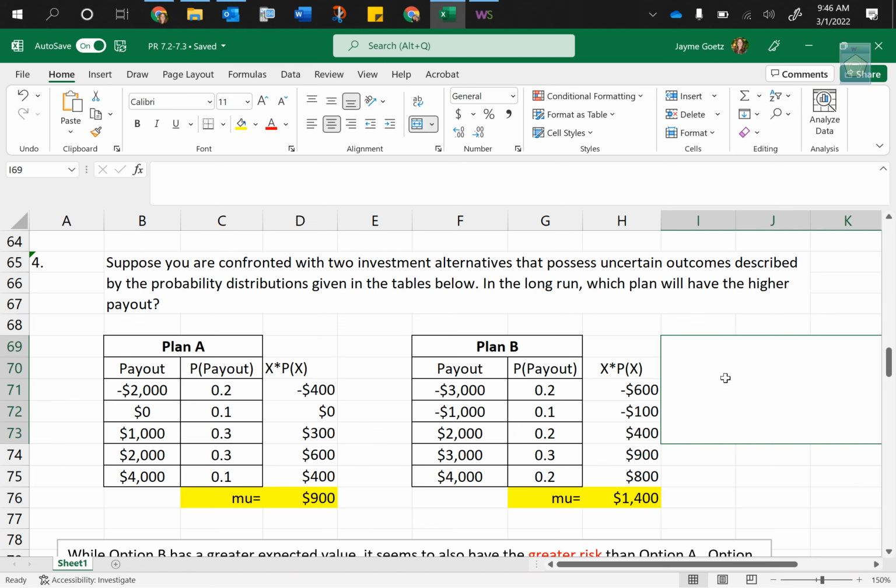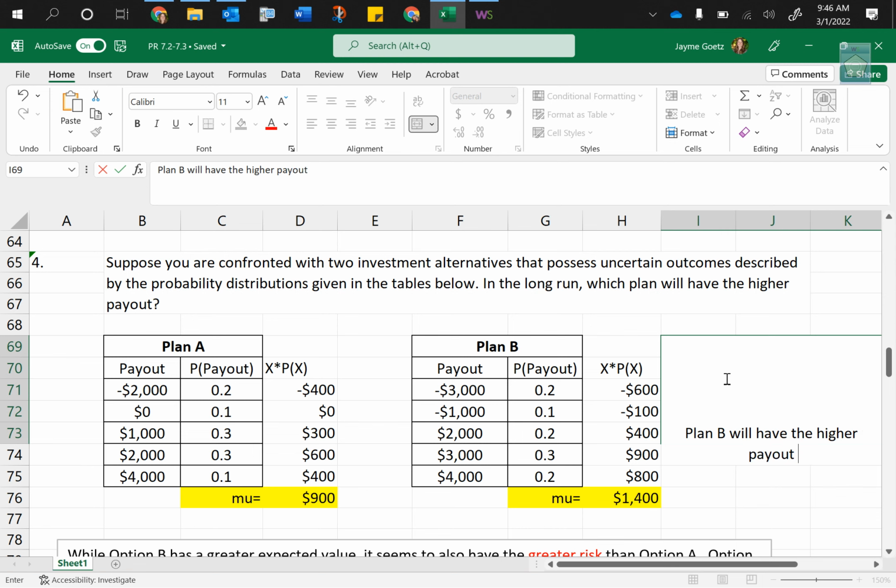So which plan will have the higher payout? Plan B will have the higher payout, and then I always make sure I say in the long run.